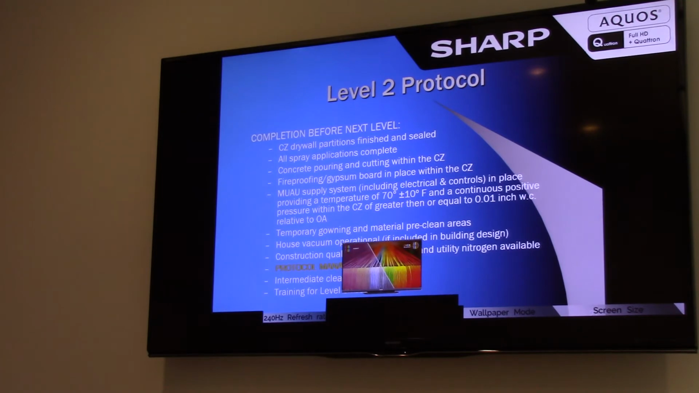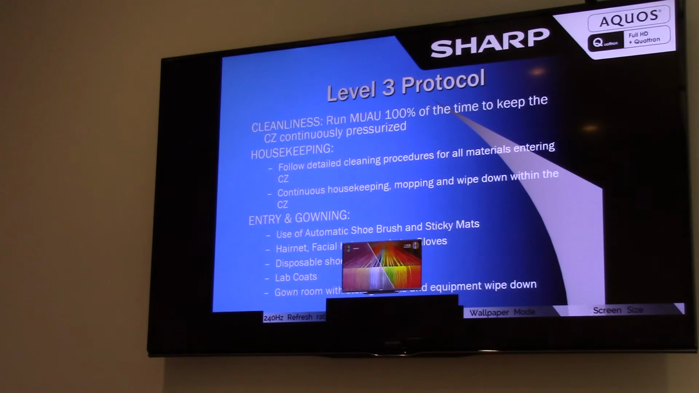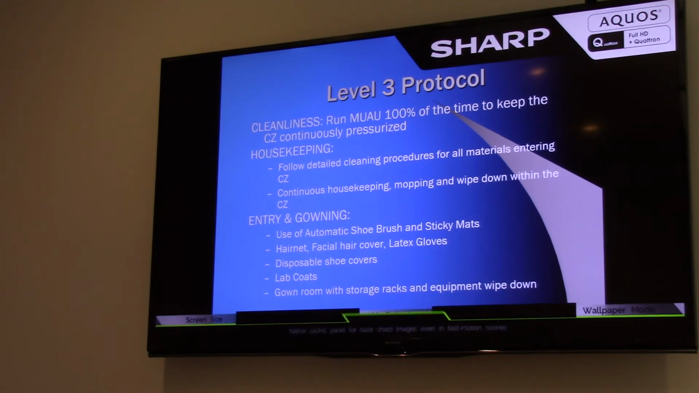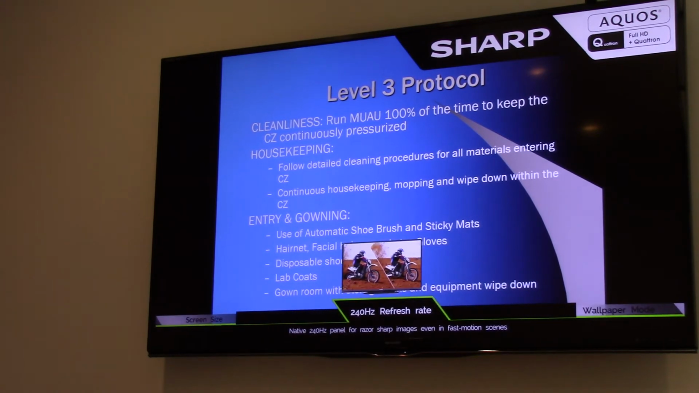And then prior to going to a level 3, at the end of level 2, we do a training. In level 3, we have continuous pressurization air, continuous cleaning. In some cases, we implement the use of an automatic shoe cleaner at the entrance of the space. In some cases, we put a temporary gown room. We didn't have the space here to do that.